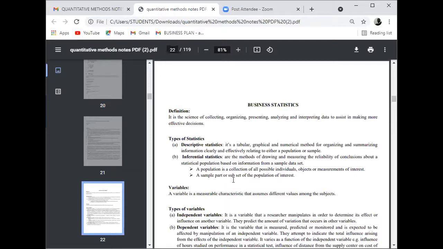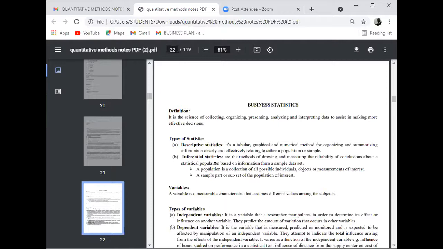Inferential statistics here means that, to make sure that the data that we have analyzed and presented is more reliable, we can do some tests. So these are methods of drawing and measuring the reliability of conclusions that have been made about statistical data. We can say that the mean age of Kenyan people is maybe 35 years, but how true is that? We need to do some tests, and the tests that we are going to conduct will involve what we call inferential statistics, to find out whether the conclusions that have been made are actually correct.